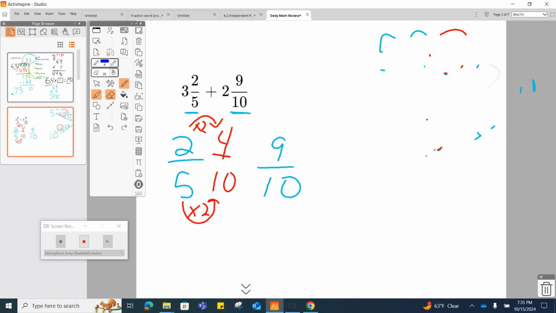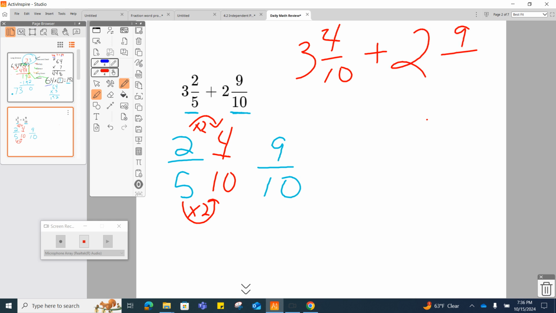Basically, what I'm now saying is I'm going to actually be adding 3 and 4/10 plus 2 and 9/10. So if I add the fractions first, 4 plus 9 is 13/10. That's an improper fraction though. So I have to turn that into a mixed number. 10 goes into 13 one time and 3/10 is left over, okay?